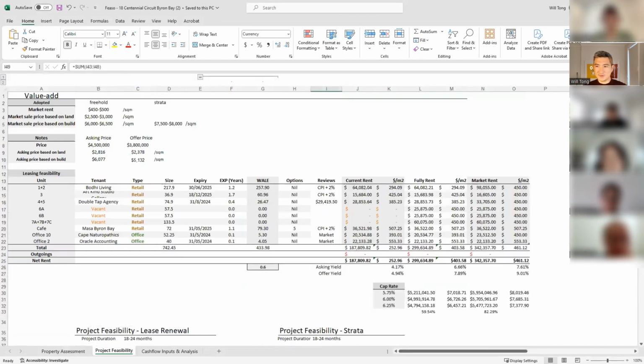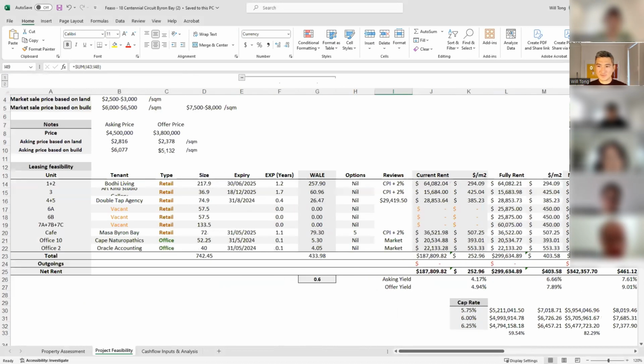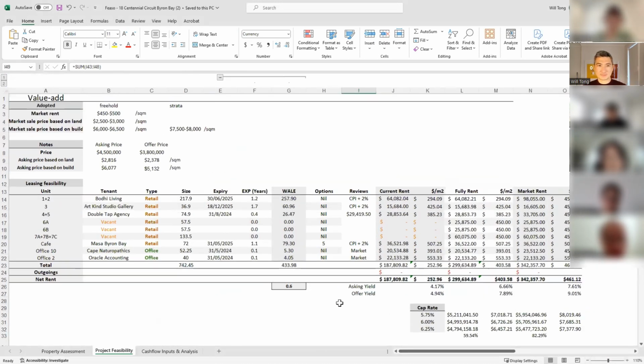So what we've adopted, in terms of what we feel the market is, as a freehold, the rents we should be getting is somewhere between $450 to $500 per square meter. And the price per square meter of build for a freehold is between 6 to 6.5 grand a square meter. That's pretty consistent based on the sales evidence. However, for strata, it's somewhere between 7.5 to 8 grand a square meter for a building like this. So again, back to the freehold versus strata, is there a premium? Yes, there is. And we've identified it in this market.